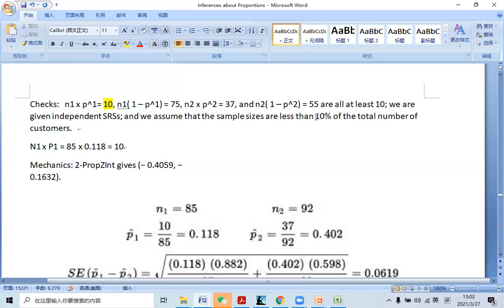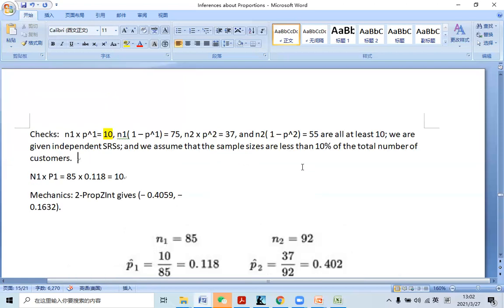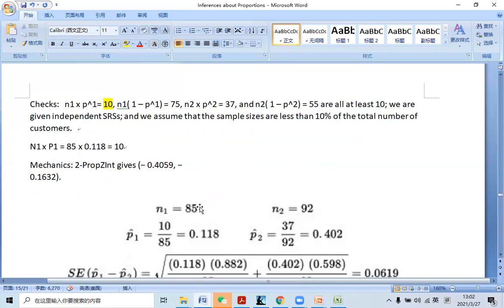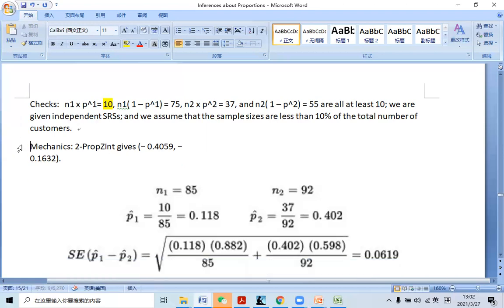Also, the 10% rule is satisfied. The 10% rule means that each sample is less than 10% of the total population. You can pretty safely assume that 85 is less than 10% of all the shoppers who pay through the fast lane, and this 92 is less than 10% of all the shoppers who are going to pay through the regular checkout. 10% rule satisfied.